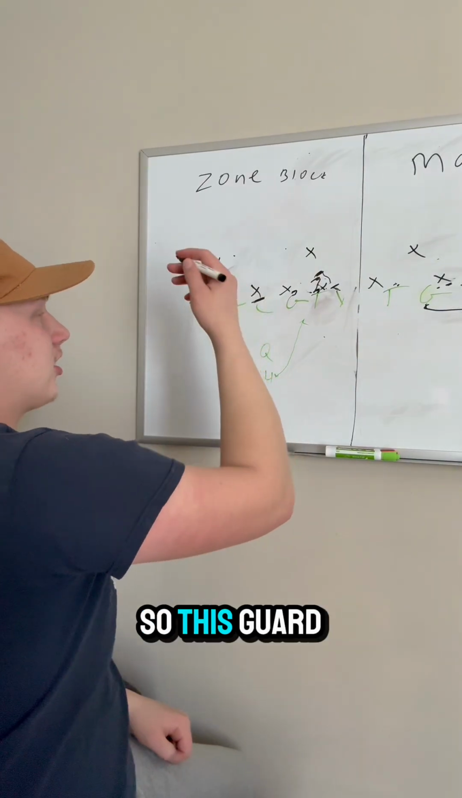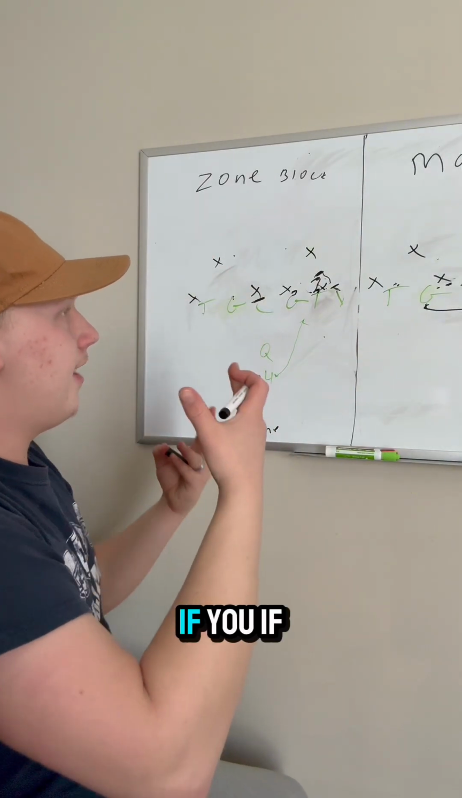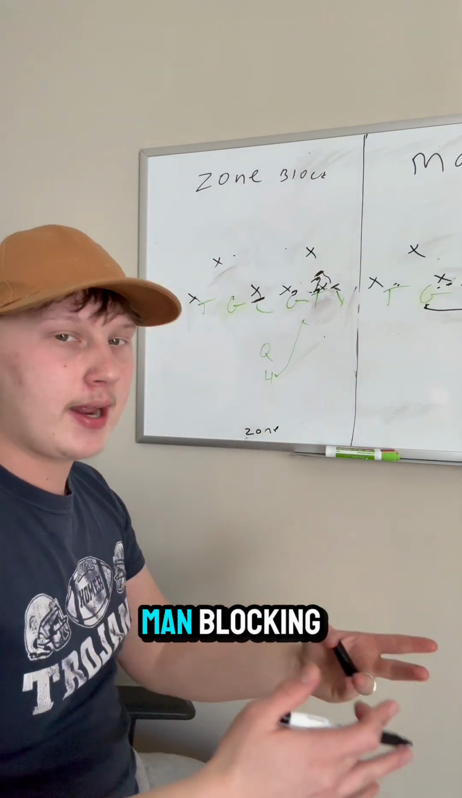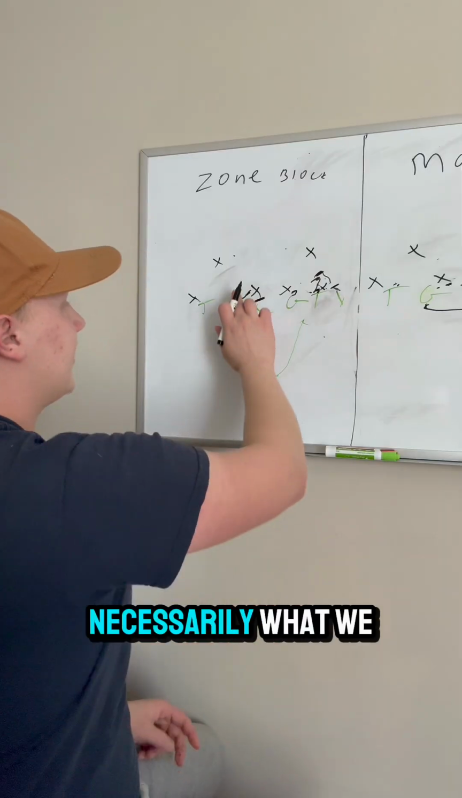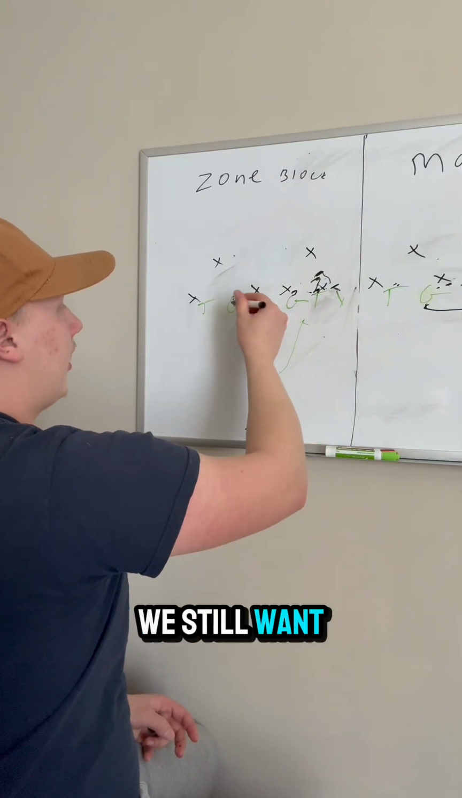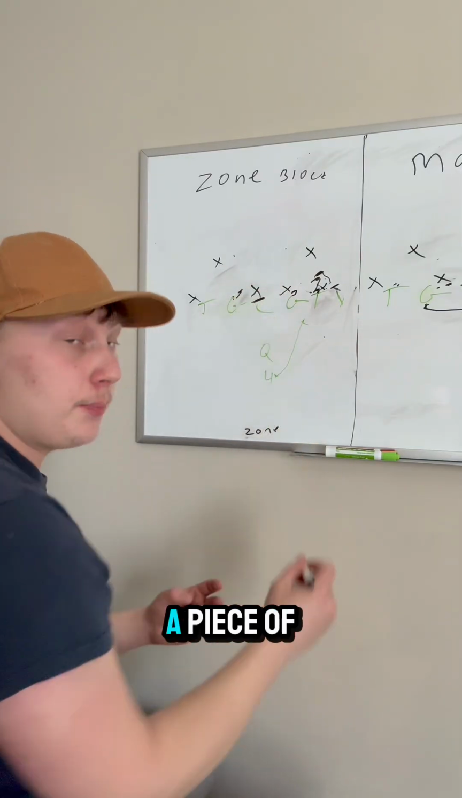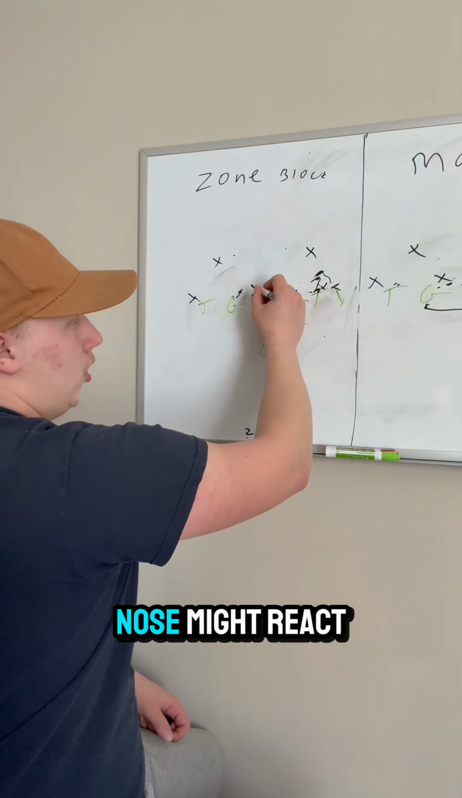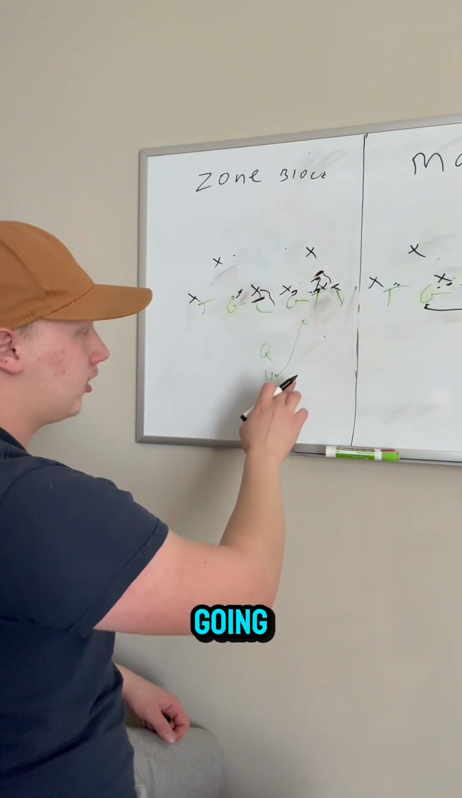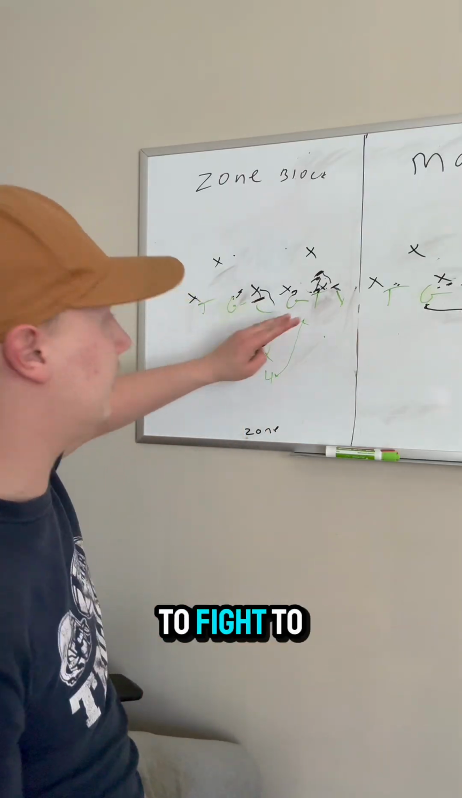So this guard, if you've been in the mindset of man blocking, he's going to think, I got a combo with him, so he's going to come down. But that's not necessarily what we want. We still want you to step play side. If you can get a piece of him, get a piece of him. Because we always taught, this nose might react to the ball. And now he's going, and this center is going to have to fight to get him on the outside.